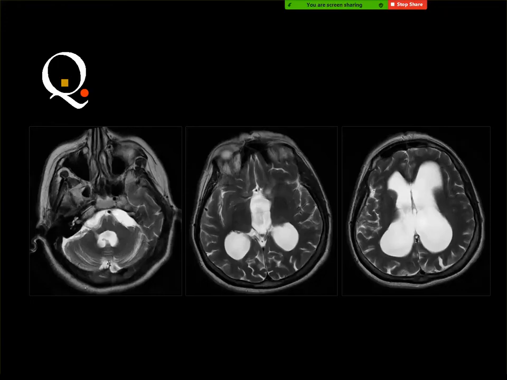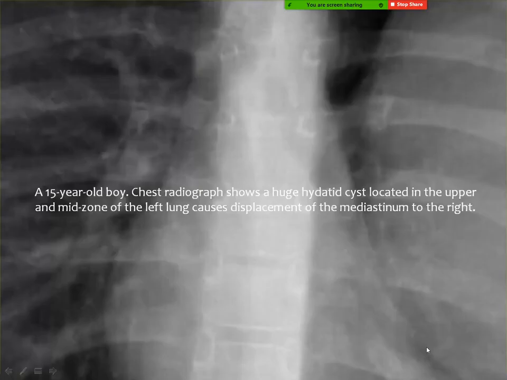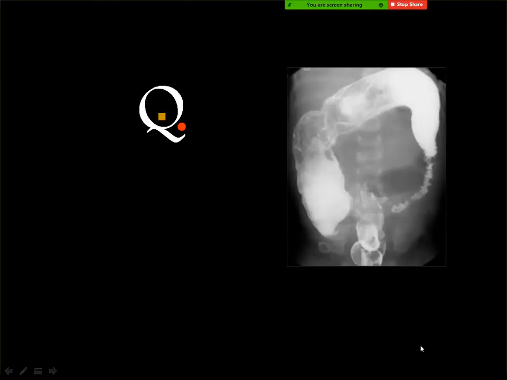Communicating hydrocephalus. Yes. This is communicating hydrocephalus because all the ventricles are dilated: the fourth, the third, and both lateral ventricles. This is communicating hydrocephalus.